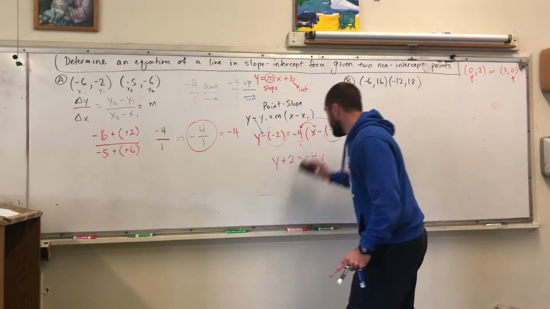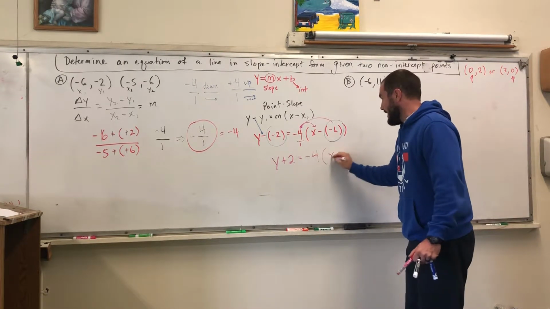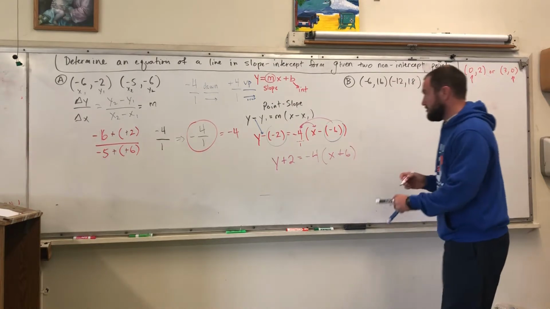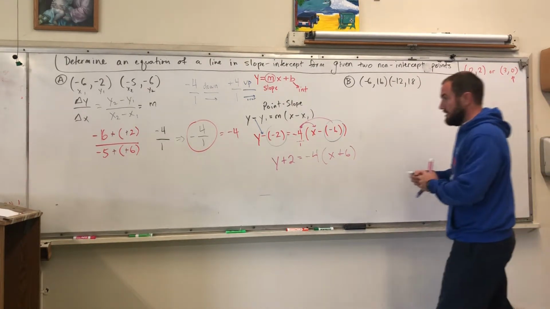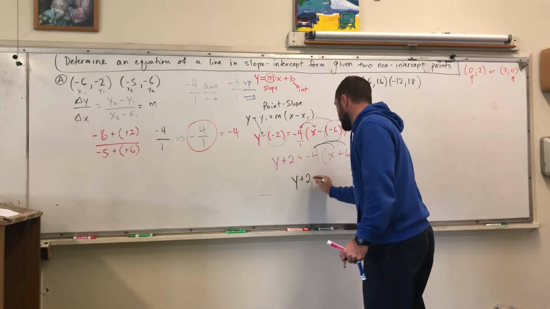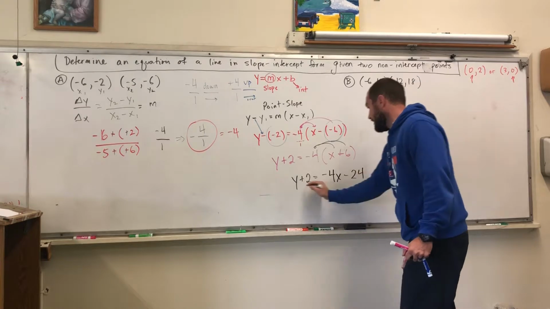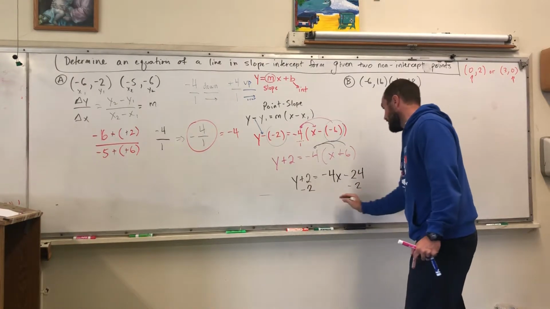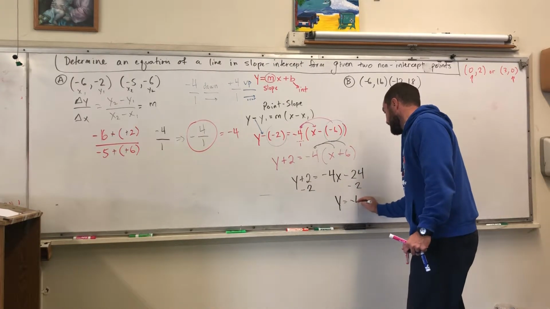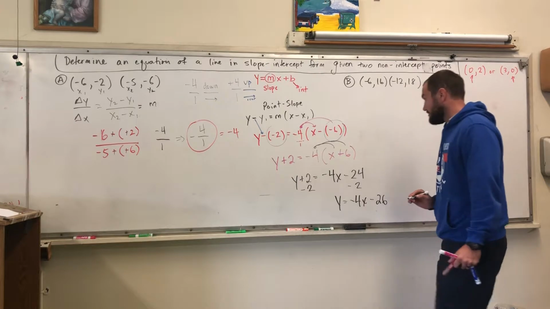Well, you know what? Let's not distribute just yet. Let's change this sign, negative 4 x plus 6. Let's not distribute just yet. Let's change the sign. Now I'd say we could distribute here. Y plus 2 is equal to negative 4x minus 24. Subtract the 2. Y is equal to negative 4x minus 26.